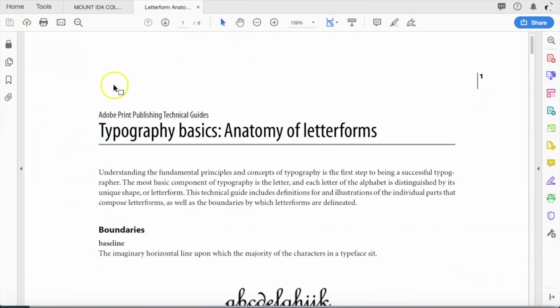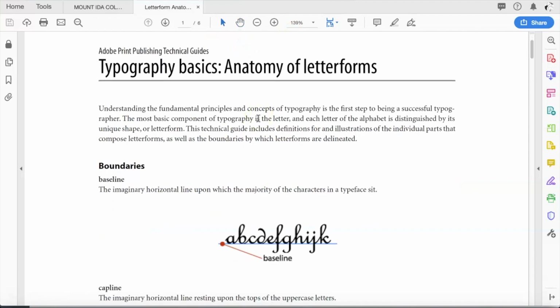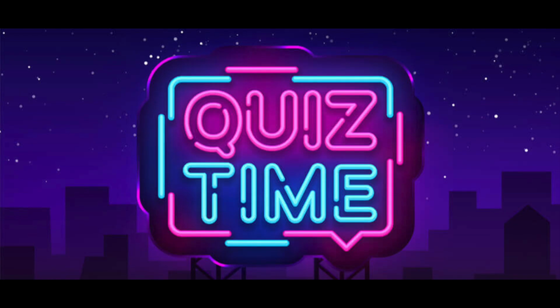So the last handout that's in the Week 12 folder is this one here. It's also from our friends over at Adobe. It is Typography Basics: Anatomy of Letter Forms. Now, this one, aside from just casual reading like you've been doing with the other ones, I want you to actually study and get to know, because there is going to be a quiz on this. I will repeat, there is a quiz on this.